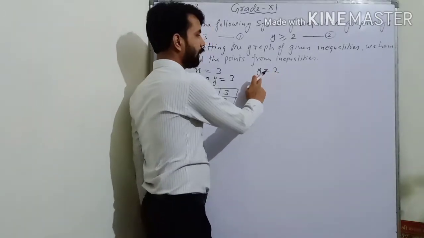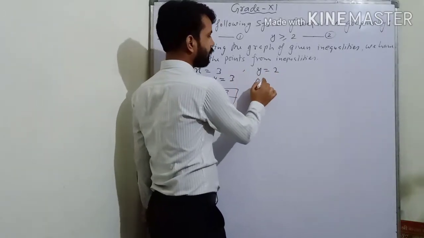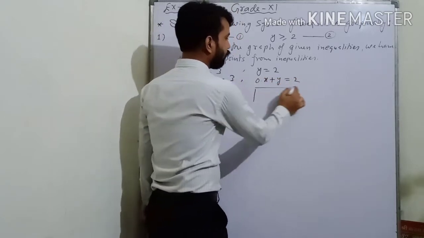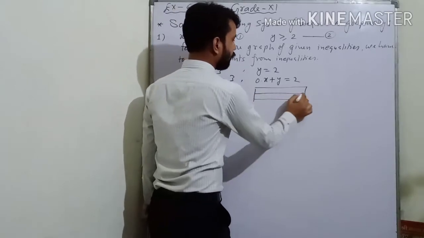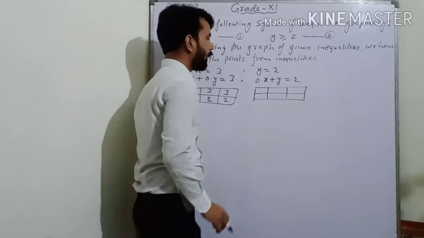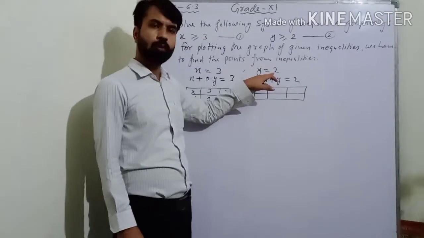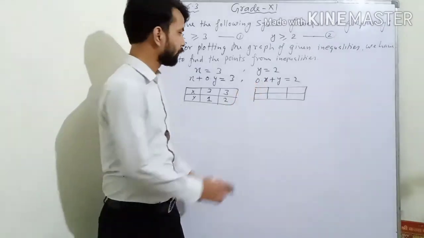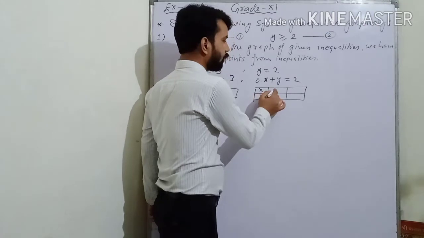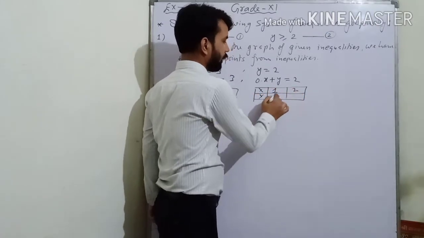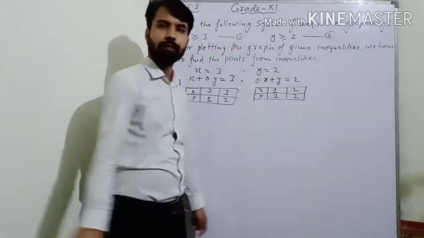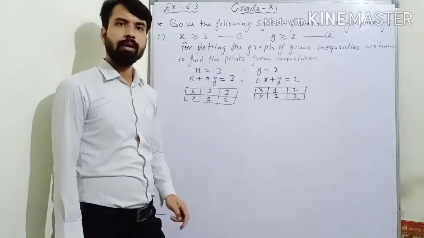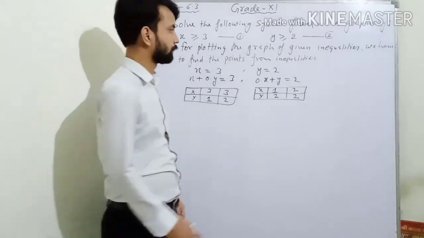Same here. Here y equals to 2. So here x is missing. So we can write 0 into x plus y equals to 2. Now if we want to find the points for these two inequalities, then the value of this equation will remain 2 no matter what is the value of x, because x is 0 here, no? So we can take different values of x, x1 or x2, but y will remain same as 2. Clear? After finding these points, we will have to plot these points on a graph.